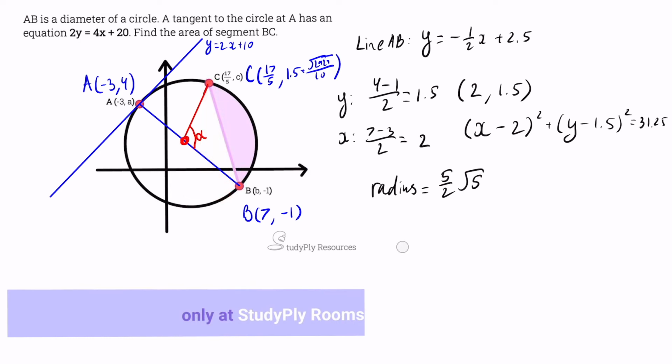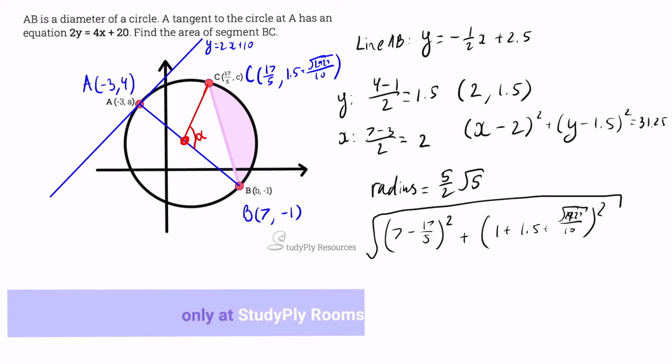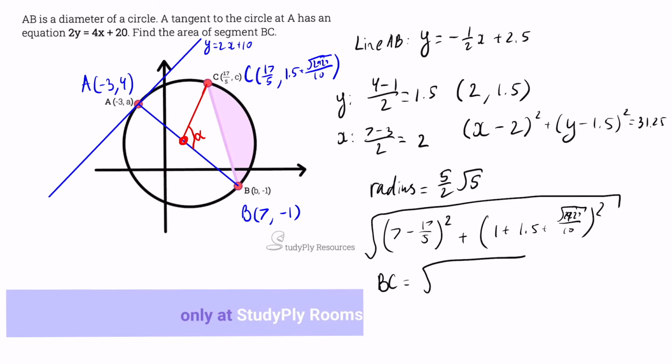So the length will just be 7 minus 17/5, squaring that, plus the height squared, which is just 1 plus 1.5 plus square root 2929/10, and square that as well, and all square root to find BC. So BC is equal to square root of 1/2 times square root 2929 plus 97.